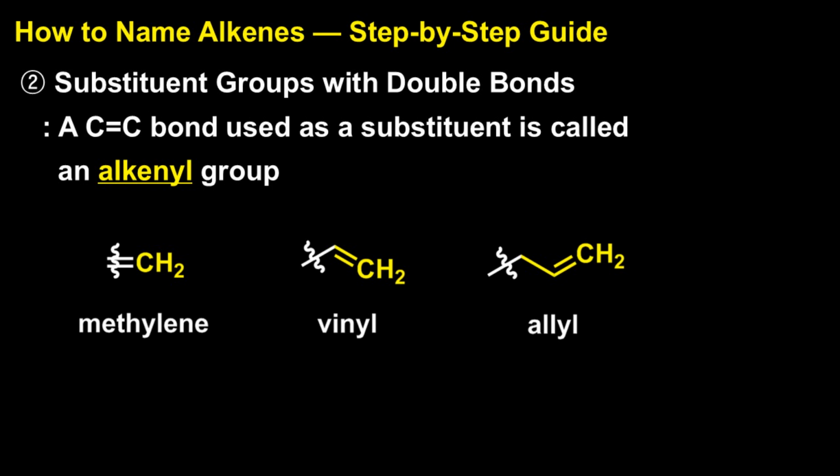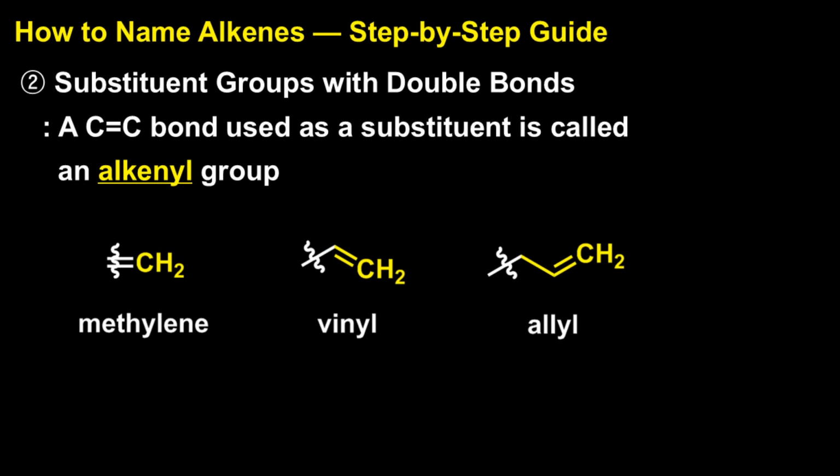Next, vinyl. It has 2 carbons, and the double bond is right at the end. You'll see this group all over organic molecules. And then there's allyl, a 3-carbon group, where the double bond is 1 carbon away from the point of attachment. That one's especially useful in resonance-based reactions. So just remember, when a double bond shows up as a substituent, we call it an alkenyl group, and these are the names you'll see most often.